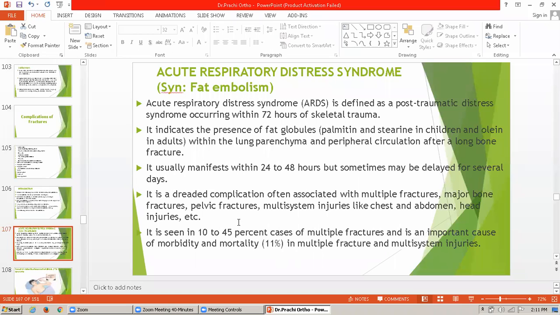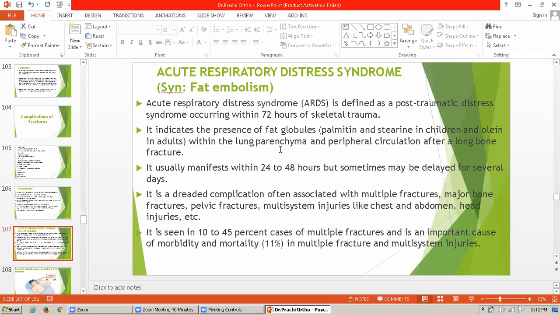The first one is ARDS, that is acute respiratory distress syndrome. A synonym is fat embolism. Acute respiratory distress syndrome, ARDS, is defined as a post-traumatic distress syndrome occurring within 72 hours of the skeletal trauma.